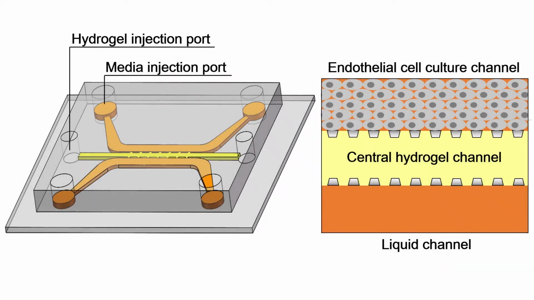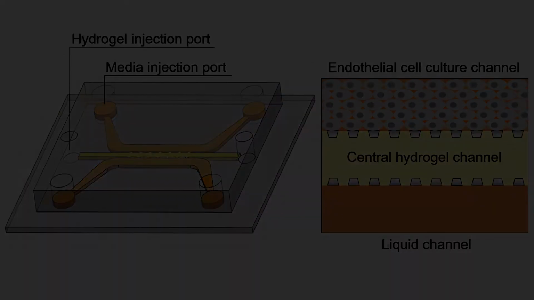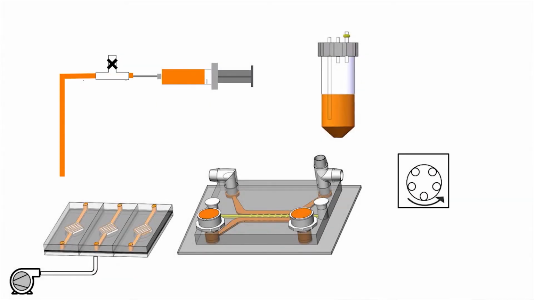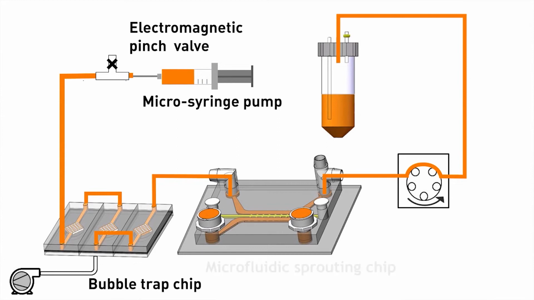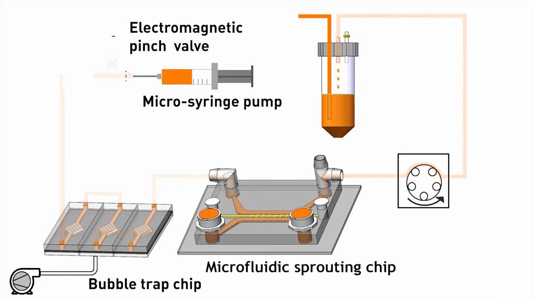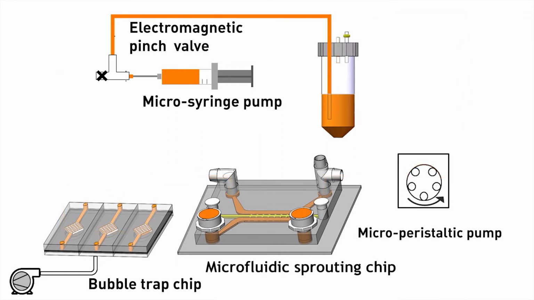The microfluidic sprouting chip consisted of 3 channels. An endothelial cell culture channel and a liquid channel were separated by a wide central hydrogel channel. The microfluidic control system consisted of a micro syringe pump, an electromagnetic pinch valve, a bubble trap chip, a microfluidic sprouting chip, a microperistaltic pump, and a culture medium reservoir.